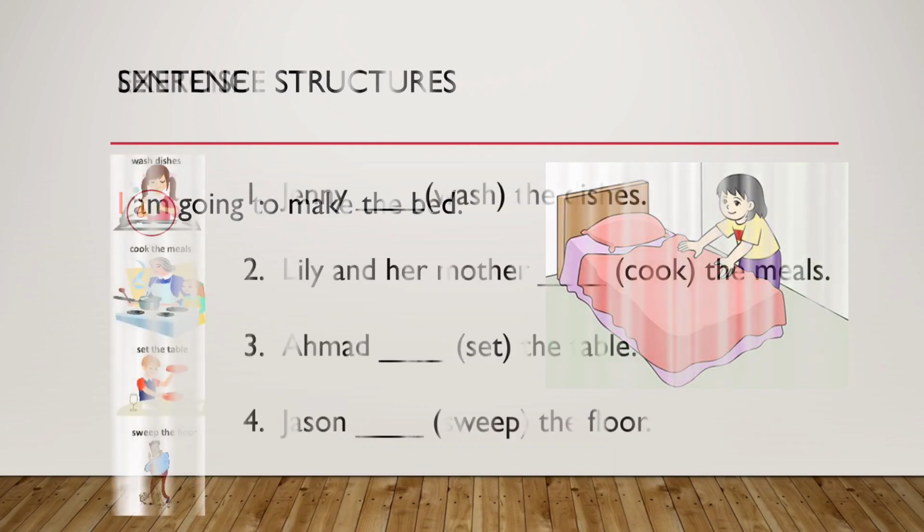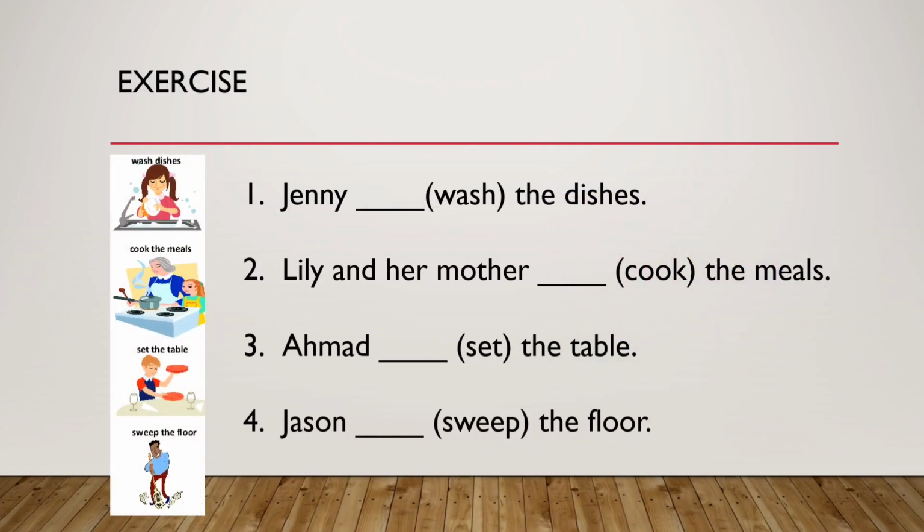Alright, now let's try this exercise together. Look at the pictures and the sentences. Jenny, in bracket, wash the dishes. So, you have to put either Jenny is going to wash the dishes or Jenny are going to wash the dishes or Jenny am going to wash the dishes.